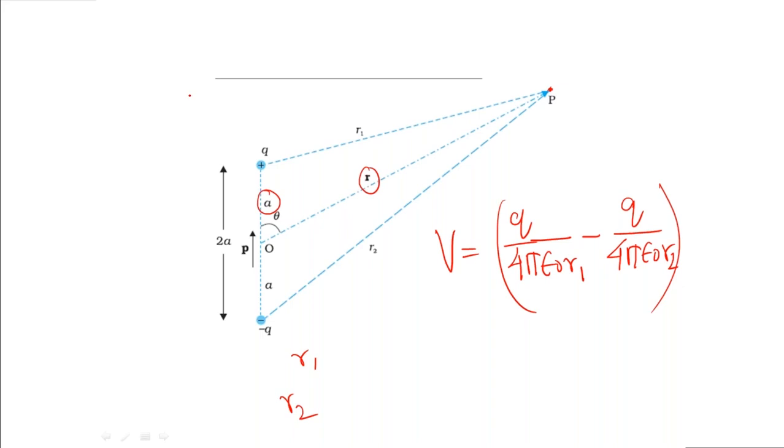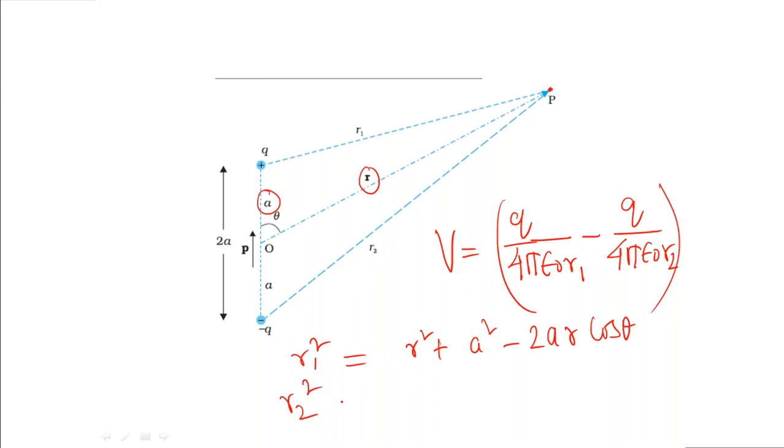If you remember the law of triangle of vector addition, from there we can find out R1 square, the magnitude of the vector R1. From the law of triangle of vector addition I can write R square plus A square minus 2AR cos of the angle between A and R. A is this one and R is this one, so the angle is theta, so I can write cos theta. Similarly I can write R2 square.